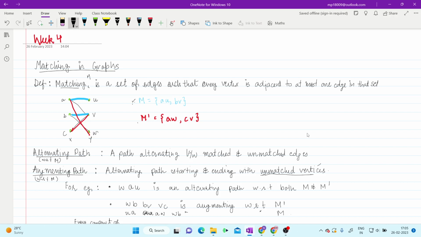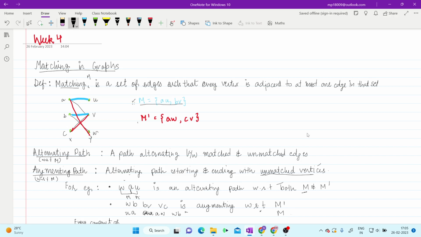For example, in this above graph, if we fix our matching M and we want to find an alternating path, we are looking for a path which alternates between matched and unmatched edges. You can see this path WAU is an alternating path with respect to both M and M prime, because the edge WA is in M and this edge is in M prime. Why is it an alternating path with respect to M? Because WA is a matched edge with respect to M and AU is an unmatched edge with respect to M. In similar fashion it is also an alternating path with respect to M prime.